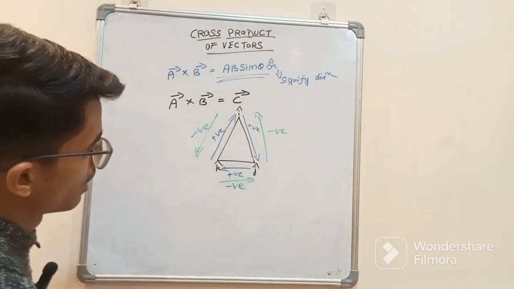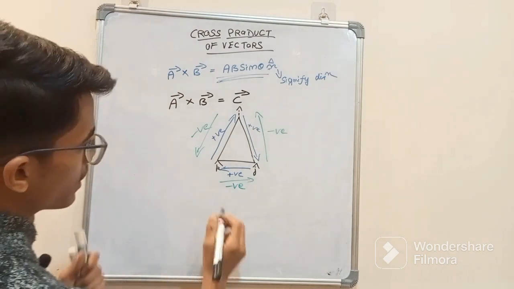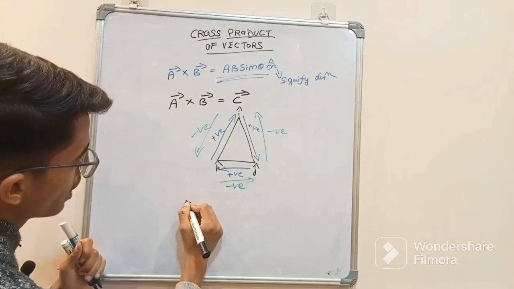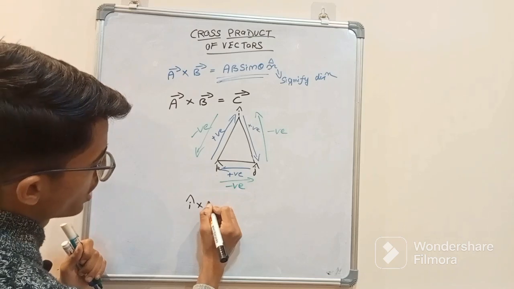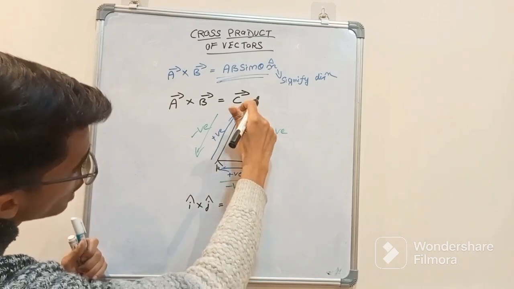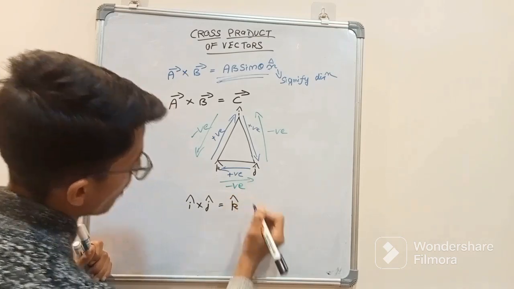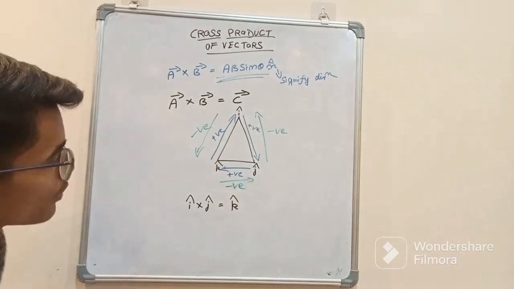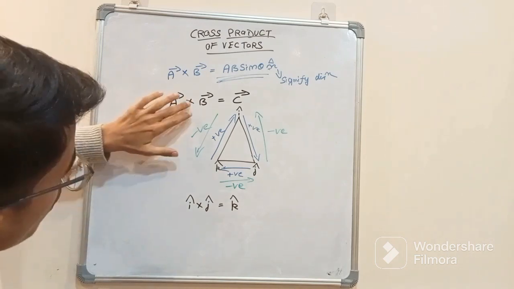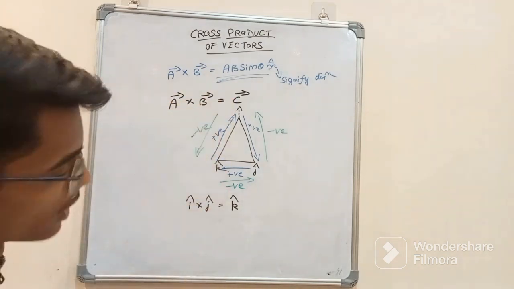Let me explain. अगर हम i कैप और j कैप का क्रॉस ले रहे हैं, that is i cross j, so that will be equal to k cap. Can you see this is in this format? a vector cross b vector is equal to c vector.